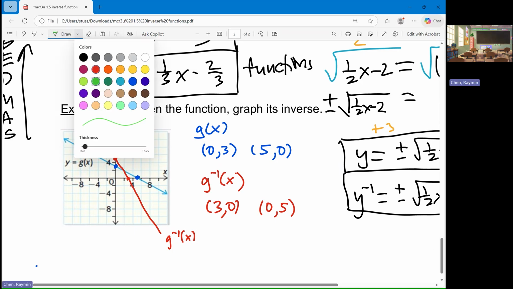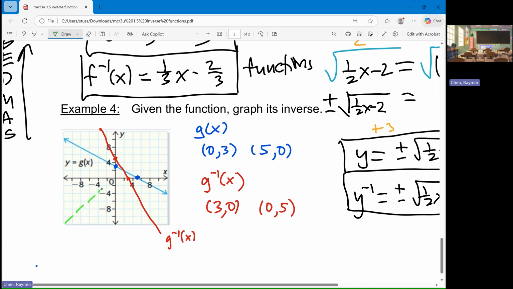To reiterate one more time, all inverses are reflected across this green line that I'm drawing. One more time, that's what inverse means: a reflection across y equals x. That's why when you tilt your head, you can see a really neat pattern.